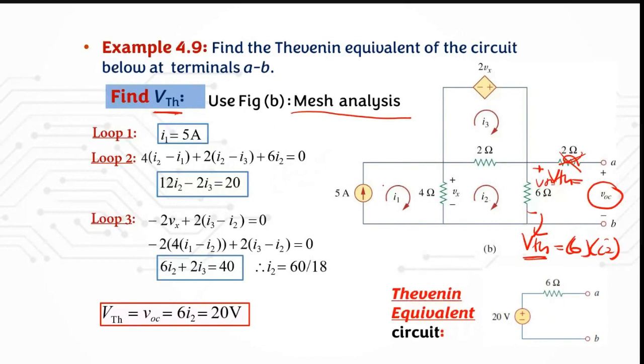Okay, so by using this circuit, you know that your I1 is obviously 5. Your I1 is equal to 5. So this is the loop for I1, and it was actually equal to 5.